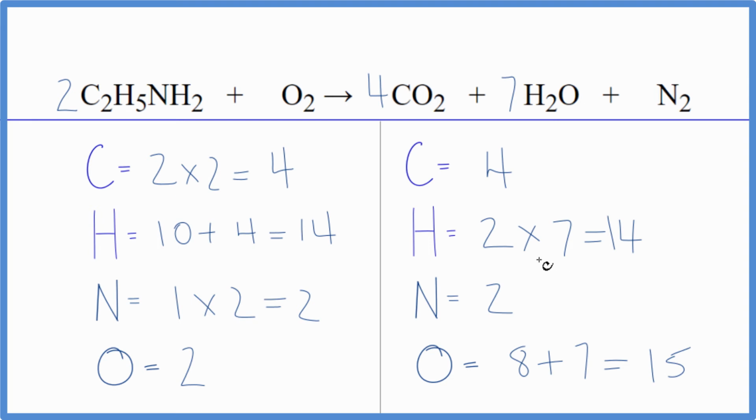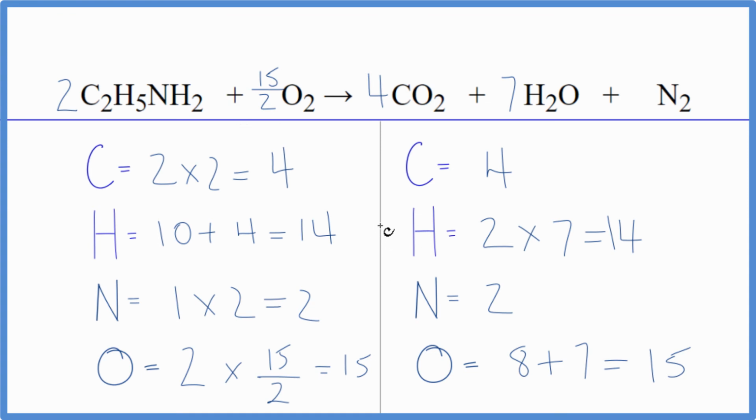So these are all balanced, but then we have 15 and 2. So how do we do that? The way to think about it is say 2 times some number is going to equal 15. And then we put that number here as our coefficient, and we're balanced. 2 times 15 over 2, the 2's would cancel out. So we could put 15 over 2 as our coefficient, and we're done.